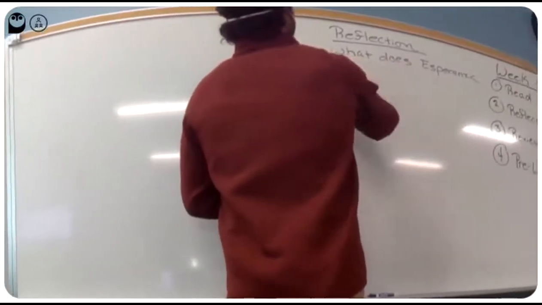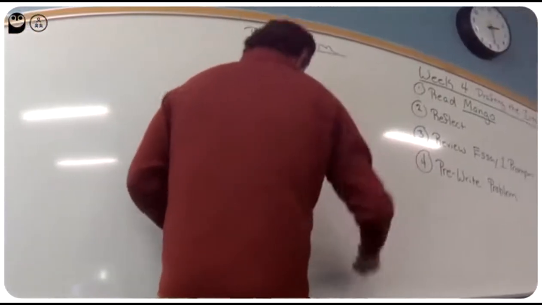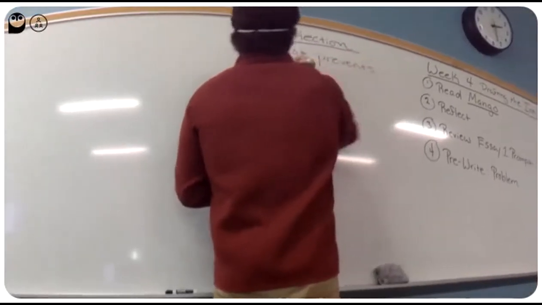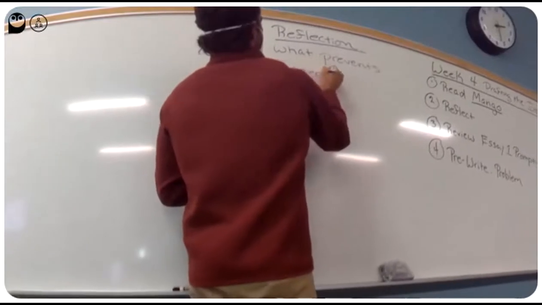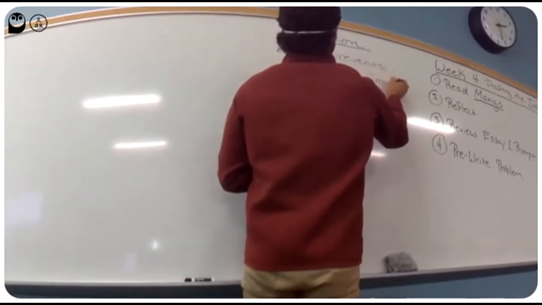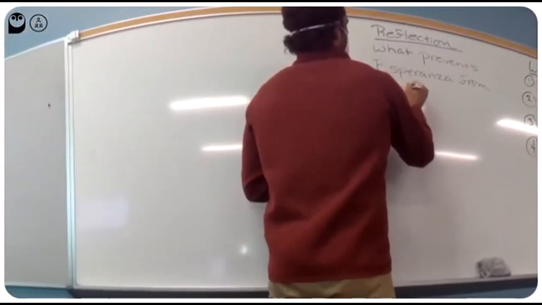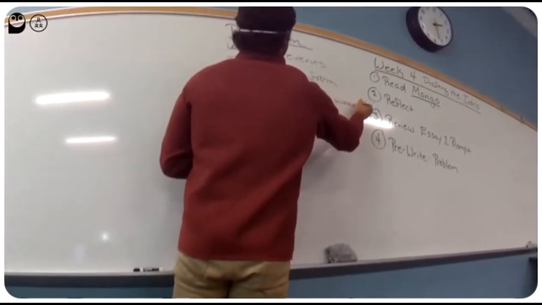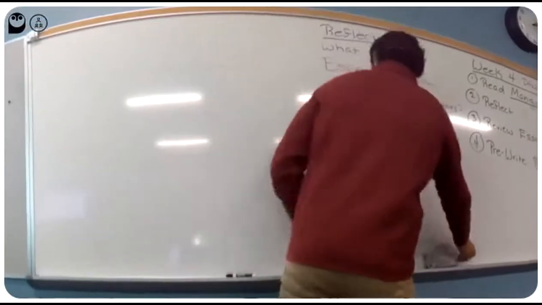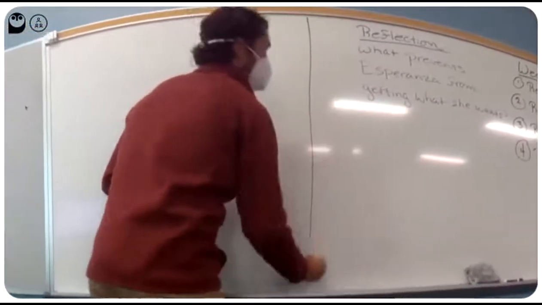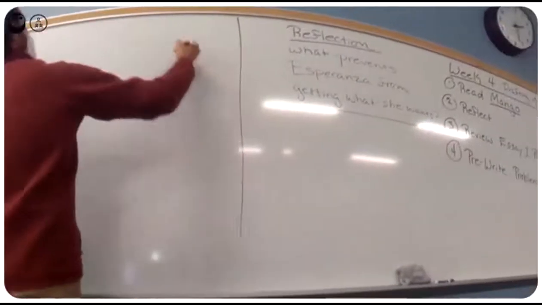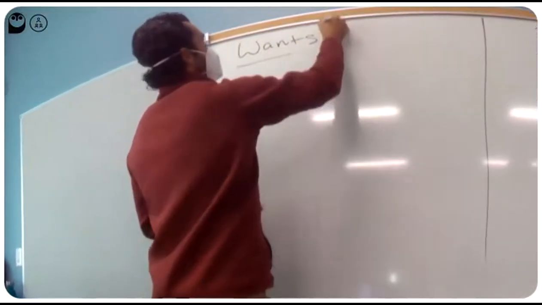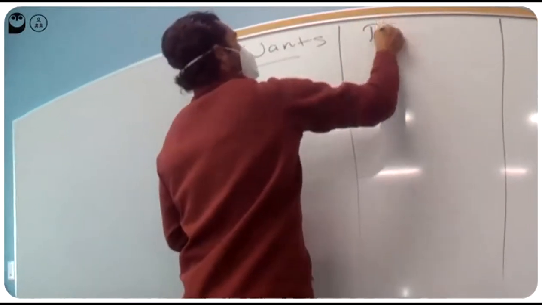What prevents? Okay, so let's separate this a little bit. We can focus on, let's see, those things that she wants, right? And we can think about blocks. What are things that get in the way?